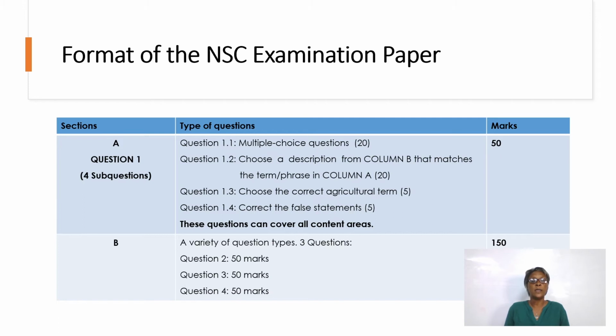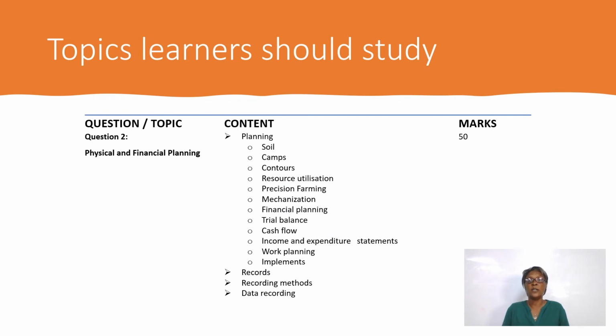When we look at section B, there are 3 questions. It's a variety of questions, and each question is 50 marks. So the total of the paper will then be 200 marks. If you take a closer look at question 2, we are asking questions on physical and financial planning.